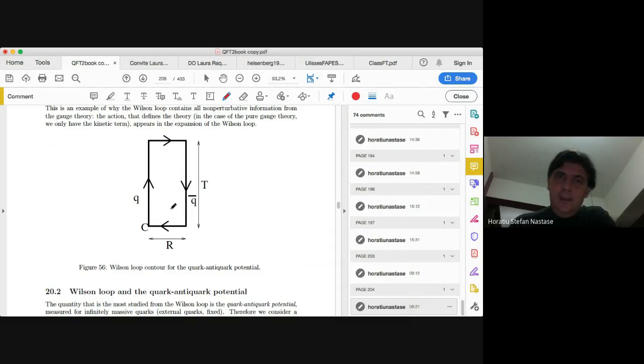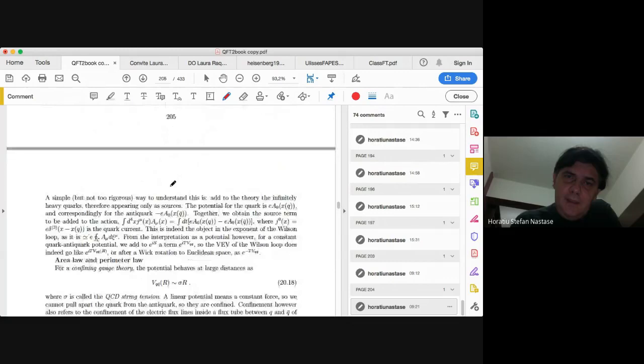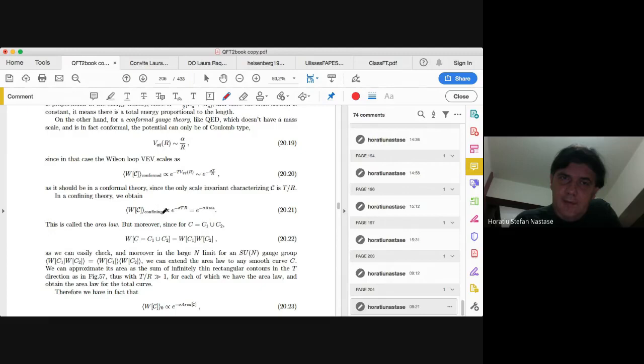And if I scale the theory, I scale both T and R, and so T over R is invariant. So that's the only possibility in a conformal gauge theory. Now, in a confining theory, we then obtain that this VEV of the Wilson loop is proportional to e to the minus the string tension times T times R. But T times R is the area of this loop. So in a confining gauge theory, the VEV of the Wilson loop is proportional to e to the minus the tension times the area. This is called an area law.